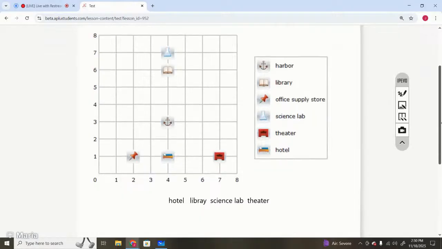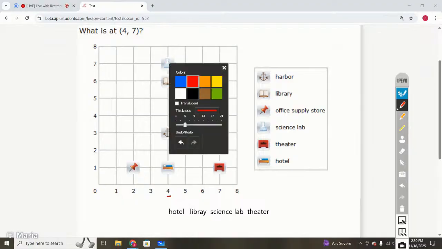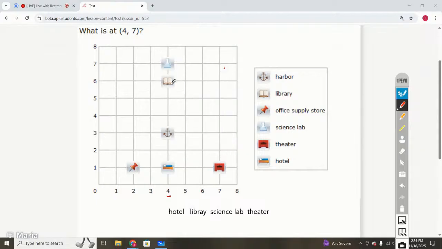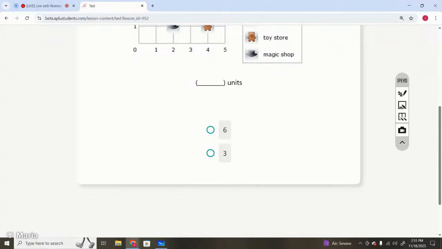What is at 4, 7? X is 4, Y is 7. At 4, 7, it is science lab. The correct option is Science Lab. Option number 2 is the correct option. Okay, you can complete the rest.